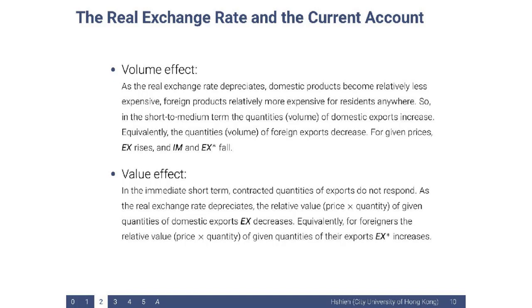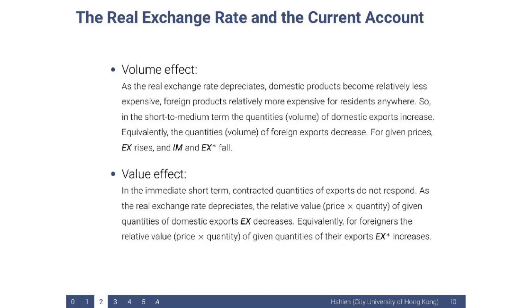For the value effect, we're talking about the immediate short run in which volumes don't change, right? You can easily imagine this in the short run where everyone has placed their orders. It's unlikely people will change those orders, at least for the short run delivery. Most likely impacts will be on a few more months, like 6 months, maybe up to a year. So in the immediate short run, contracted quantities of exports do not respond.